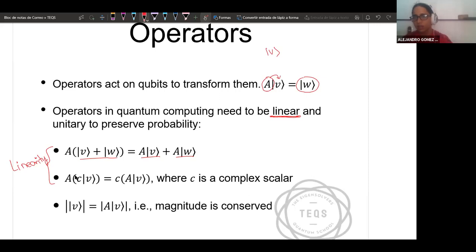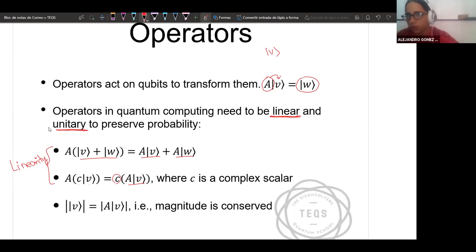And the second one is the same, but with multiplication by a scalar. So let's say C is a complex number. The action of A over C times a vector equals C times the action of A over the vector. So these two properties are what we mean by linear. And unitary is necessary to preserve the probability.